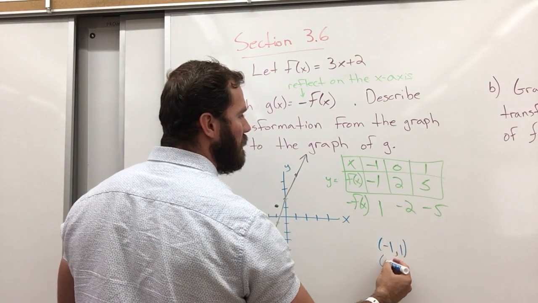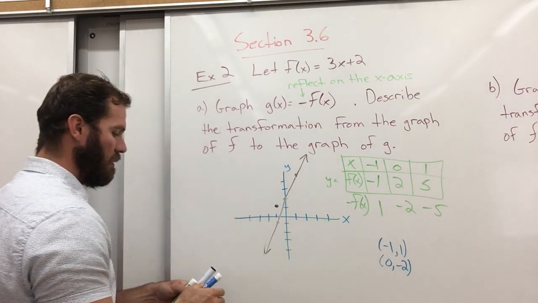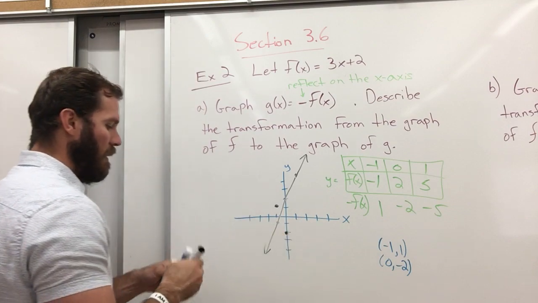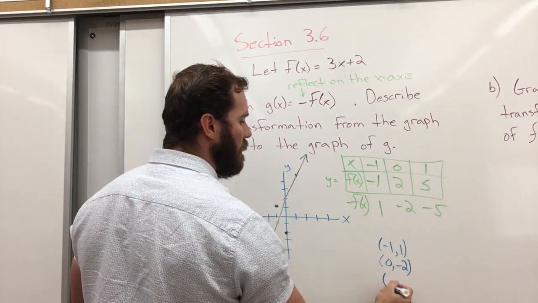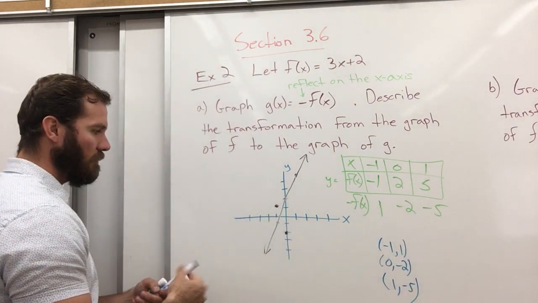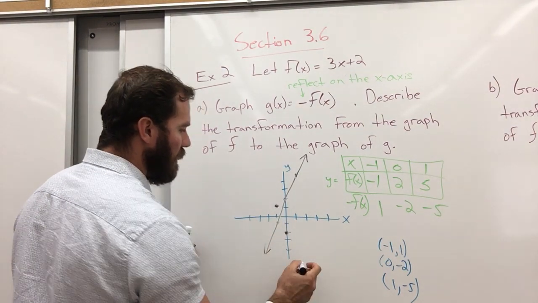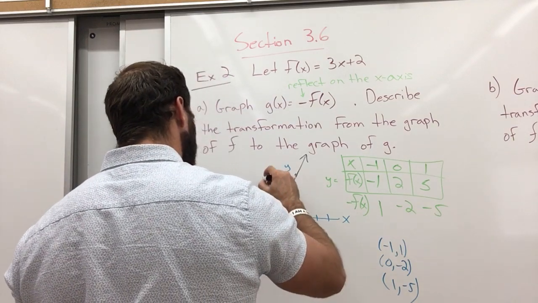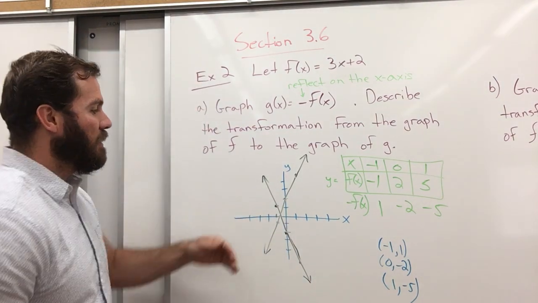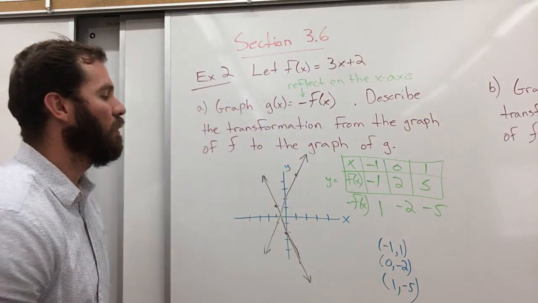When x is 0, negative f of x is -2. 0, -2. When x is 1, negative f of x is -5. 1, -5. Graph it. Pretend that's straight. Okay. Now, it's reflected on the x-axis. So if I put a mirror there, that's the image of it, what it would look like.